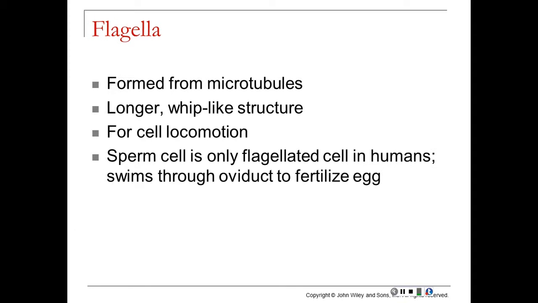Flagella are made from microtubules as well. This is a long, whip-like structure. This one's going to help the cell move. The most notable cell, or really the only human cell that has flagella, is a sperm cell. And this is going to allow that sperm cell to swim to the oviduct to fertilize an egg.